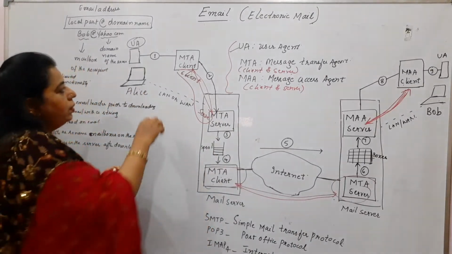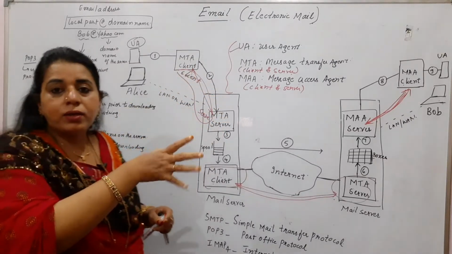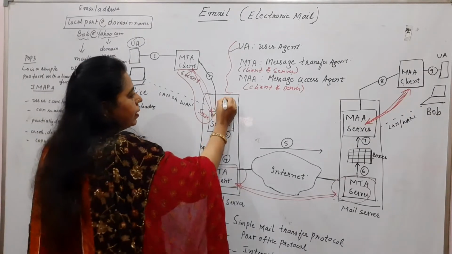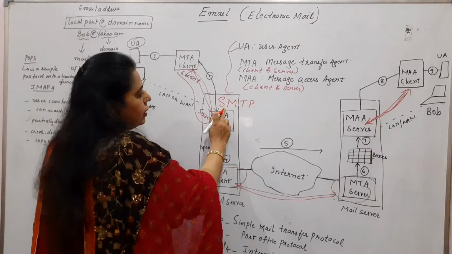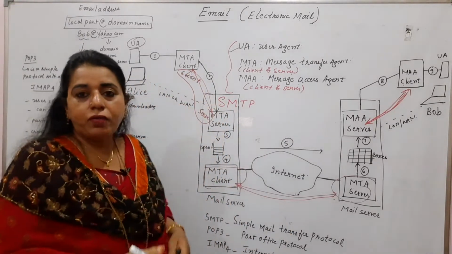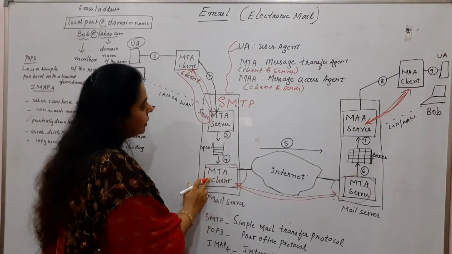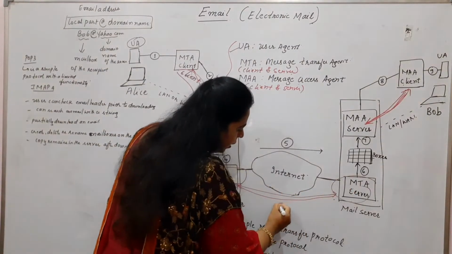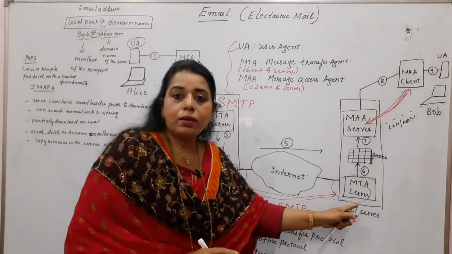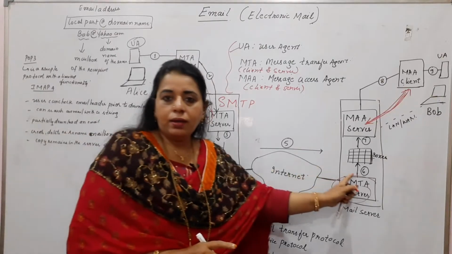Now you have to see that this MTA client and MTA server pair is actually part of a protocol. That protocol is called SMTP, Simple Mail Transfer Protocol. This protocol has a pair of client program and server program. Here also you can see MTA client and MTA server. So this protocol comes into picture between the two servers also, the sender server side and the destination server.